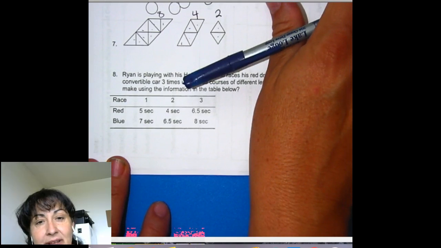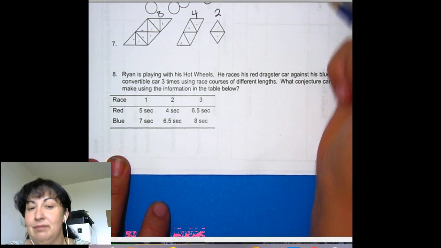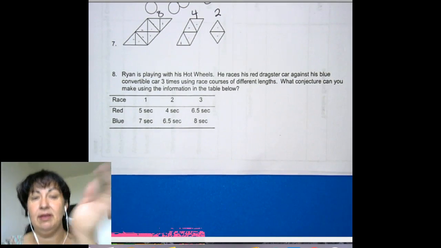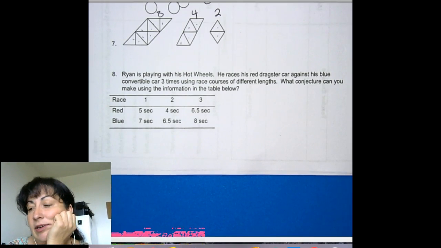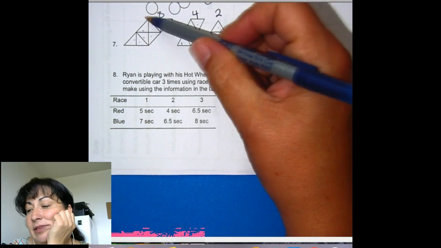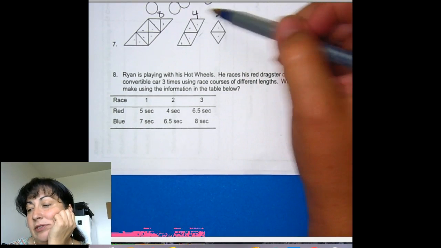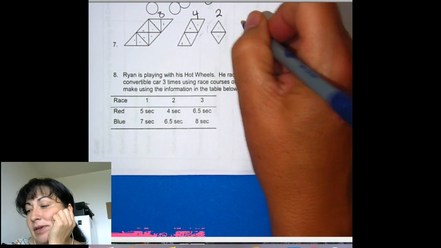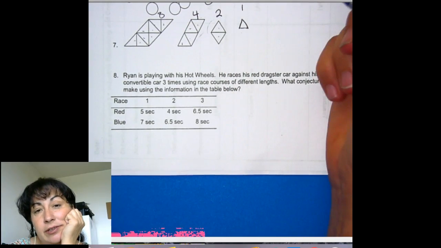And they ask us to draw the next picture, the next figure. So as we see, this kind of takes the middle of this, and it's half, 8 to 4 to 2. So half of 2 is going to be just the one triangle. Okay.